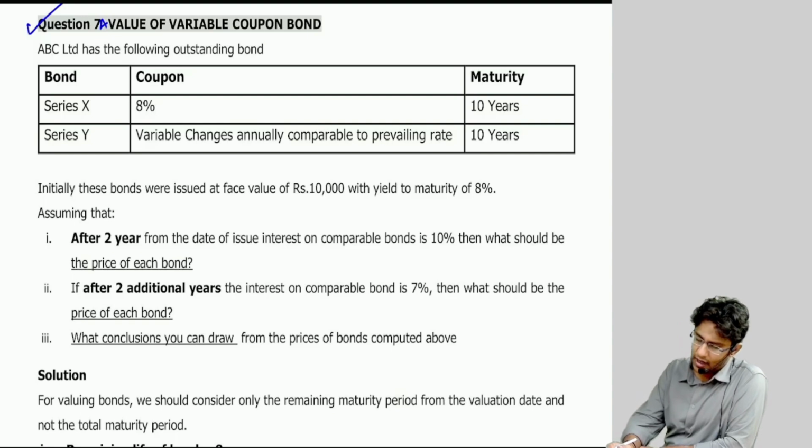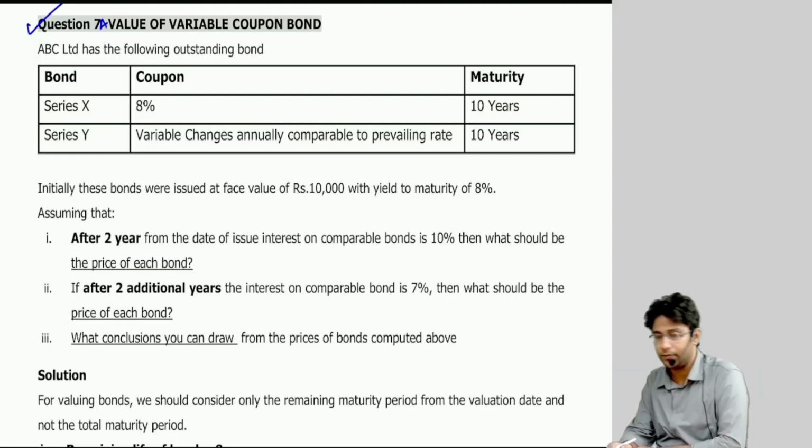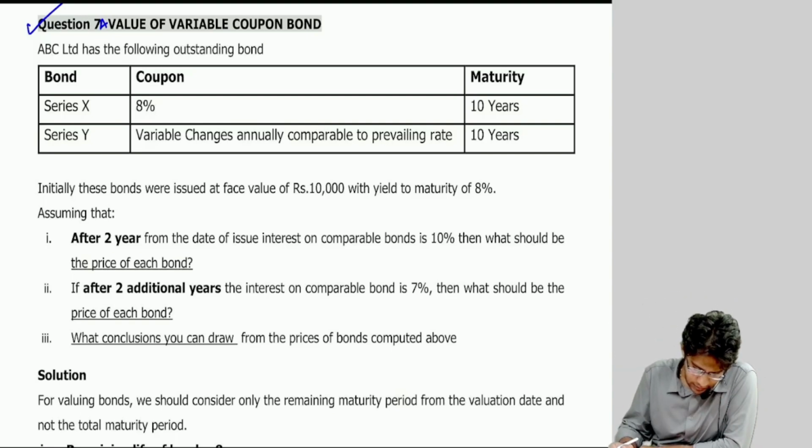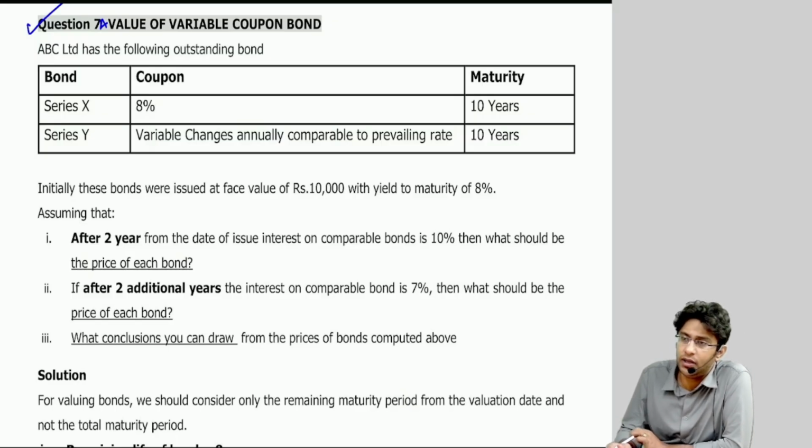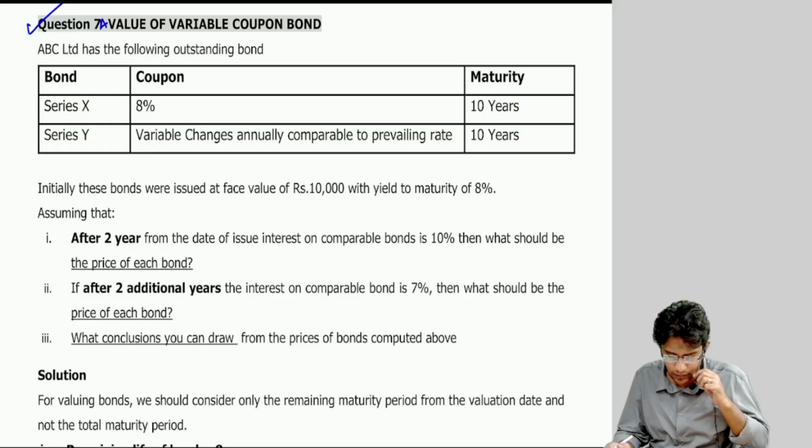ABC Limited has the following outstanding bonds. What are outstanding bonds? The meaning of outstanding bond is: the bond is already issued, it's not currently being issued. Two bonds they are having: Series X bond and Series Y bond.